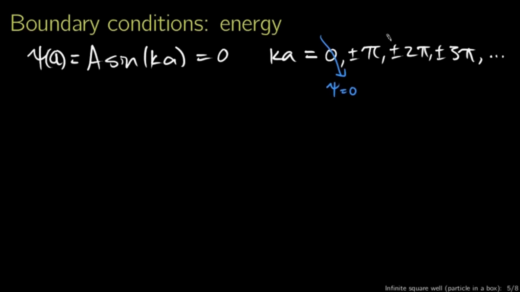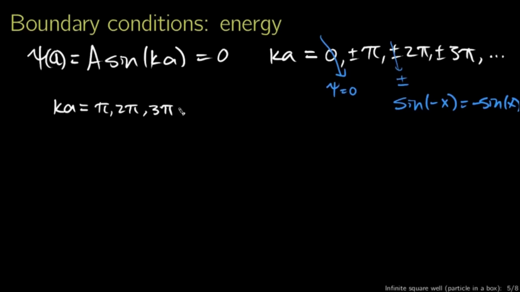Another fact here is that, with these plus or minuses, the sine of minus x is equal to minus the sine of x. Sine is an odd function. Since what we're looking at here has a normalization constant out front, we don't necessarily care whether there's a plus or minus sign coming from the sine itself. We can absorb that into the normalization constant. So, essentially what we're working with is that ka equals pi, 2 pi, 3 pi, etc., which I'll just write as n times pi.